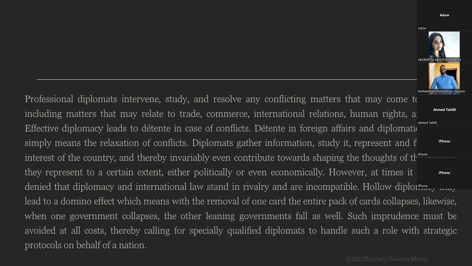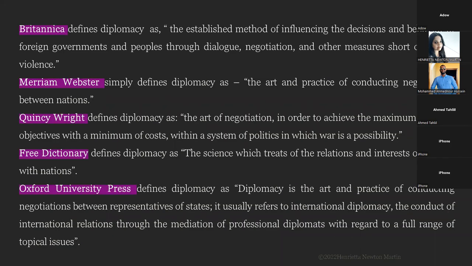Likewise, when one government collapses, the other leaning governments fall as well. So that's a domino effect. What leads to that is hollow diplomacy. So sometimes diplomacy and international law can stand in rivalry. Sometimes they can be incompatible. Such imprudence must be avoided at all costs, calling for specially qualified diplomats to handle such a role with strategic protocols on behalf of the nation.